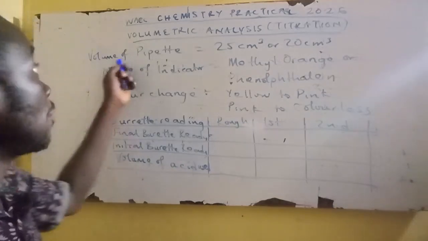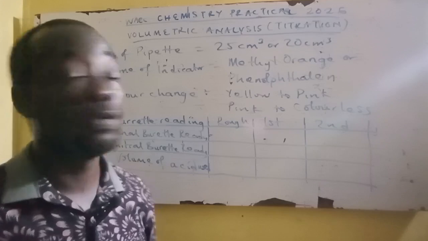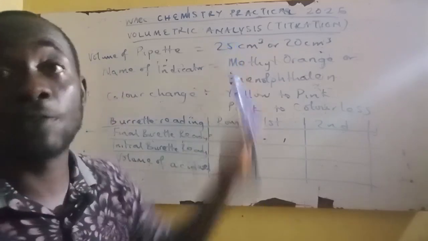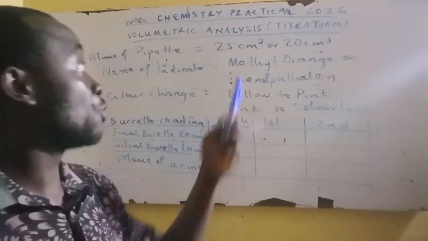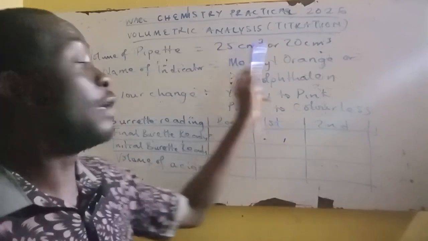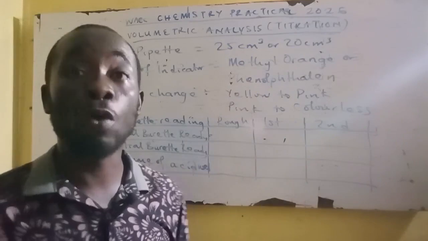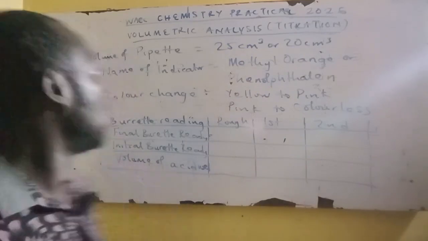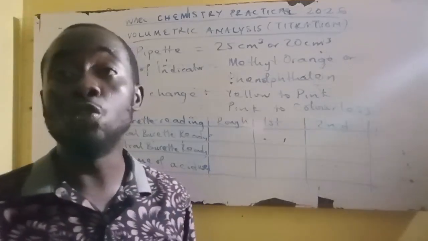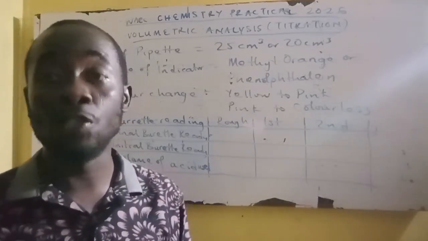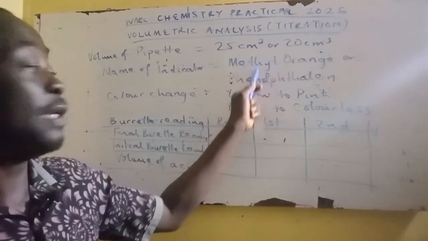The first thing you are going to write is the volume of pipette. Depending on what your school provides for you, some schools will have a 25 cm cube pipette, whereas some schools are going to have a 20 cm cube pipette. Whichever one you have, no problem. You can just write any one of the two, depending on what the school gives to you. The next one is the name of indicator. The name of indicator that we usually use is either methyl orange or phenolphthalein. So, depending on the one that they bring, that's what you are going to write.